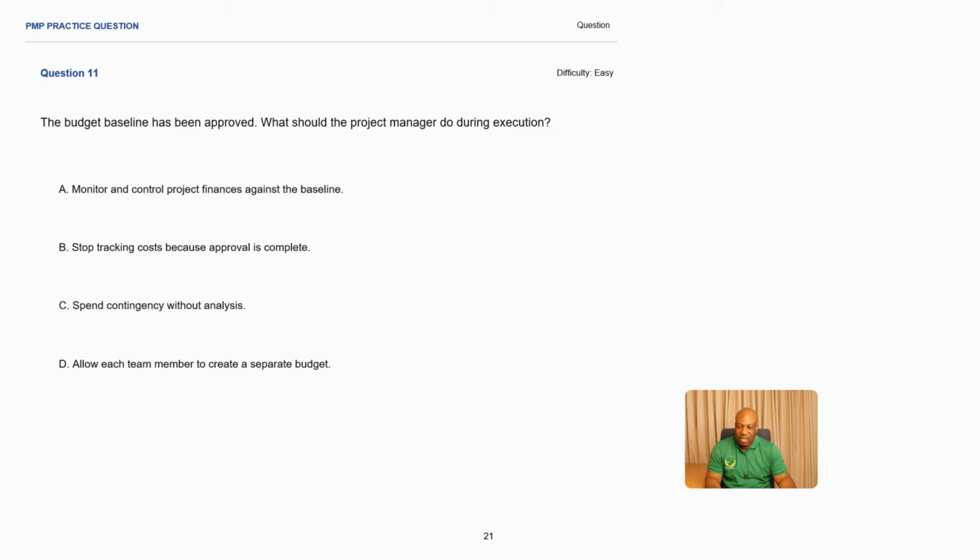So practice question number 11. The budget baseline has been approved. What should the project manager do during execution? So what is our issue here? The budget baseline has been approved. We consider the difficulty to be easy on this one. So let us go through the answers now. Monitor and control project finances against baseline. Okay, makes sense.